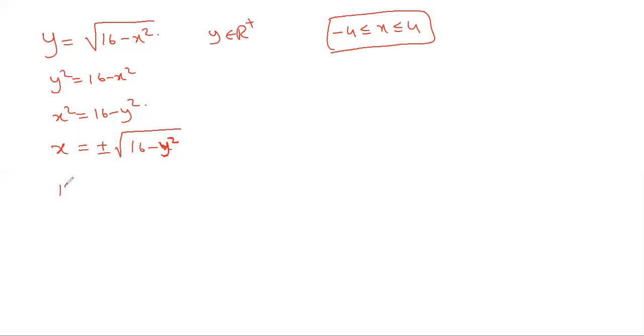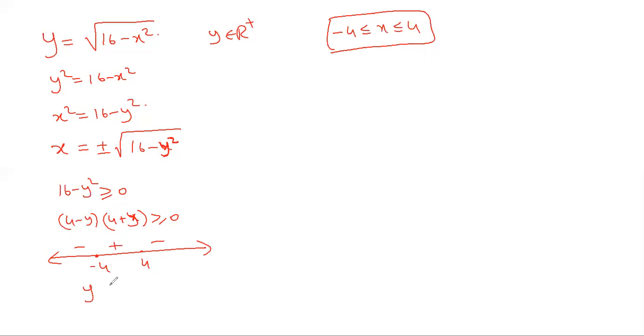Suppose the one condition is, first of all, 16 minus y square should be greater than or equal to 0. Right? So then what it becomes, again, 4 minus y into 4 plus y is greater than or equal to 0. Use the Y method. That's minus 4 and 4. And again, the y square coefficient is negative: negative, positive, negative. You want the product to be positive. Y belongs to minus 4 to 4.